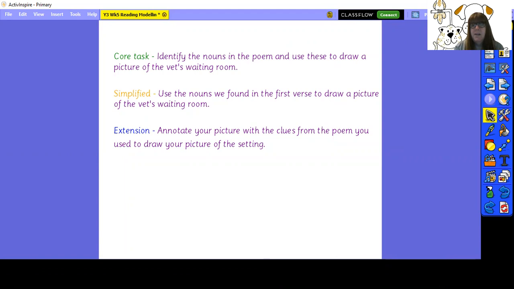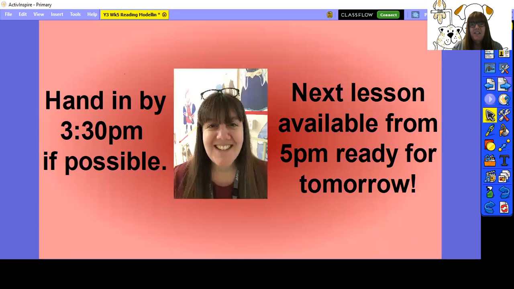Okay, we look forward to seeing these pictures. Will they look like the picture behind me? I really don't think so. This looks relatively calm here. I don't think it's a calm picture you're going to be drawing for your visualization. Thank you, Year 3.